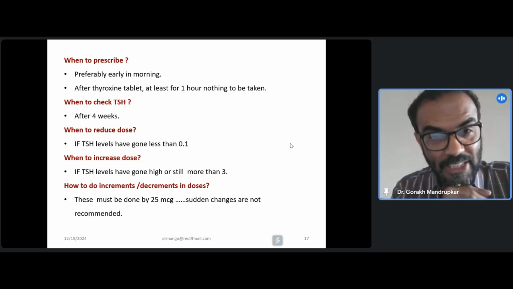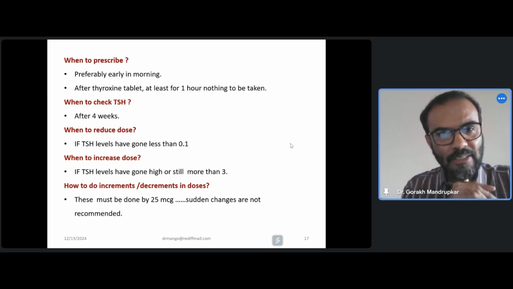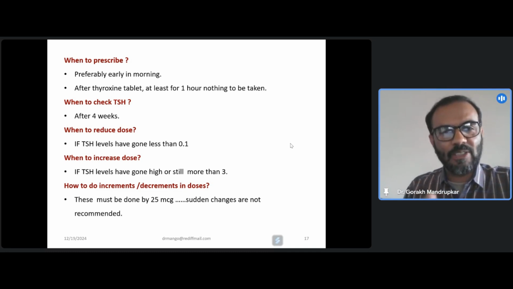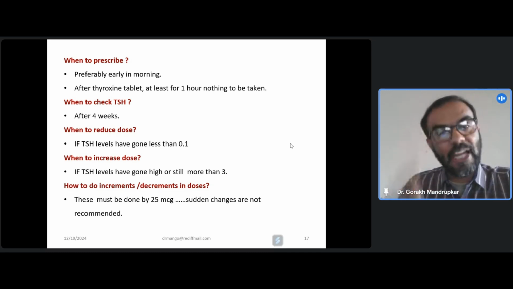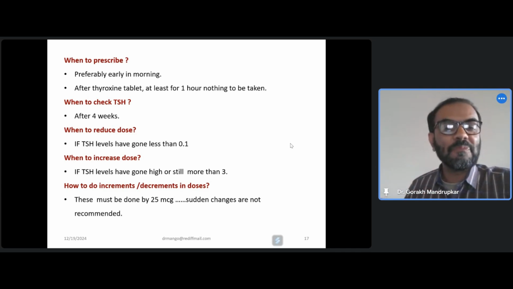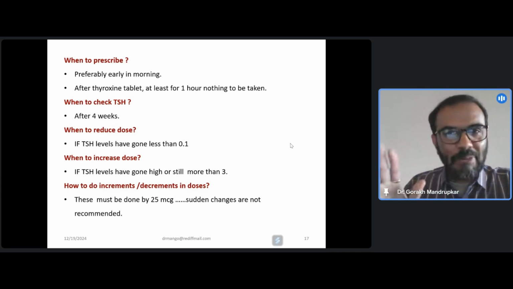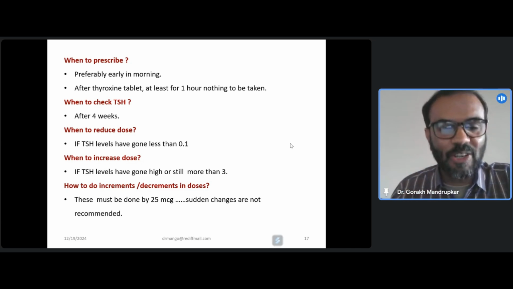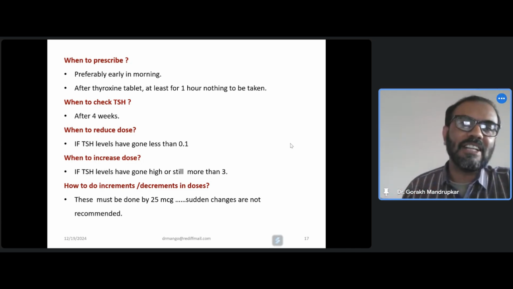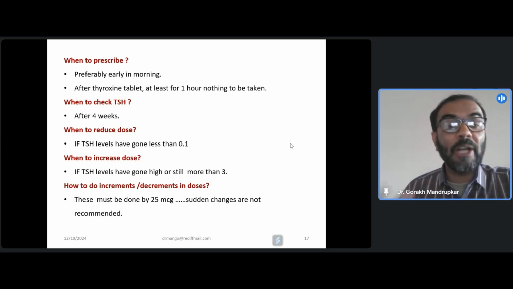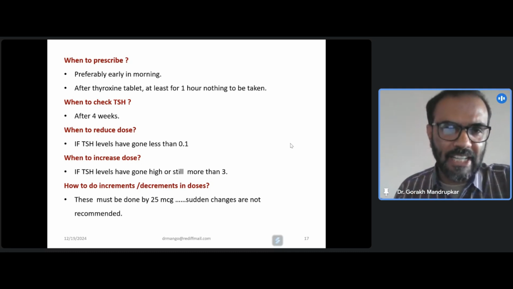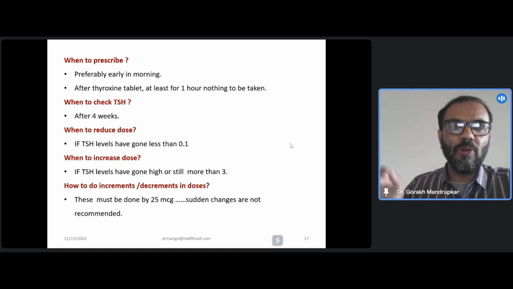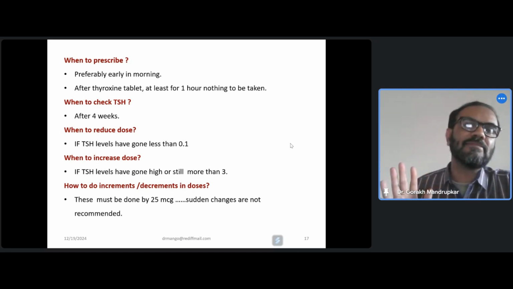Then one patient asked me, sir, can I take it in the evening? No problem. But you have to take it at 6 or 7 o'clock so that within 1 hour you should not go for dinner. If you keep that in mind, there is no problem. So a simple idea: preferably early in the morning, and after the thyroxine tablet, for at least 1 hour, nothing to be taken. When to check the TSH? Clear guideline: NHM guideline, FOGSI guideline, ITS, everybody says after 4 weeks of the initial testing.